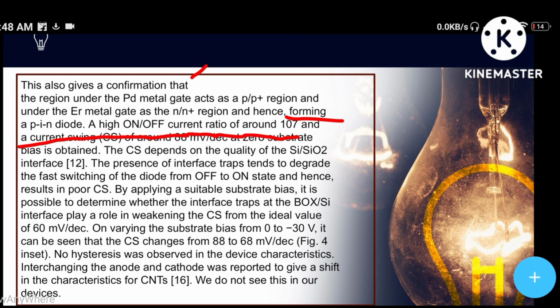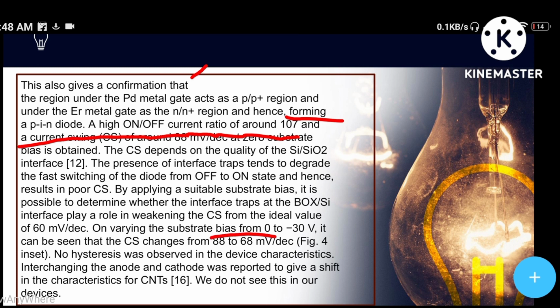The CS depends on the quality of the Si/SiO2 interface. The presence of interface traps tends to degrade the fast switching of the diode from off to on state and hence results in poor CS. By applying a suitable substrate bias, it is possible to determine whether the interface traps at the box or Si interface play a role in weakening the CS from the ideal value of 60 mV per decade. On varying the substrate bias from 0 to -30 volts, it can be seen that the CS changes from 88 to 68 mV per decade.